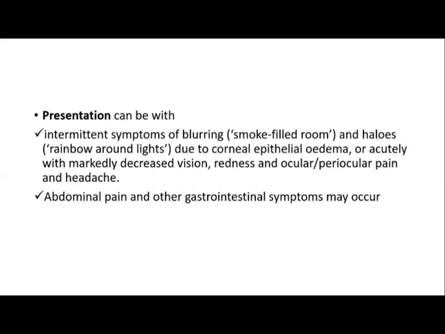Presentation can be with intermittent symptoms of blurring, like a smoke-filled room feeling, and halos, that is rainbows around the lights, due to corneal epithelial edema, or acutely with markedly decreased vision. Redness, ocular and periocular pain and headache can be there. Systemic symptoms like abdominal pain and other gastrointestinal symptoms may occur in some cases.